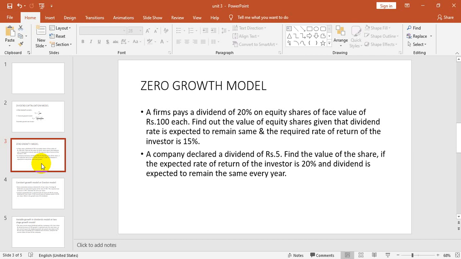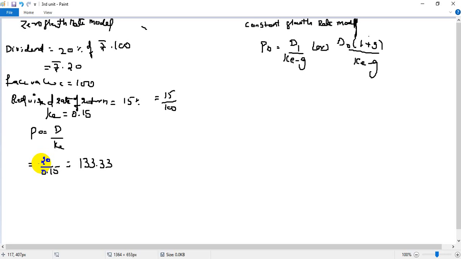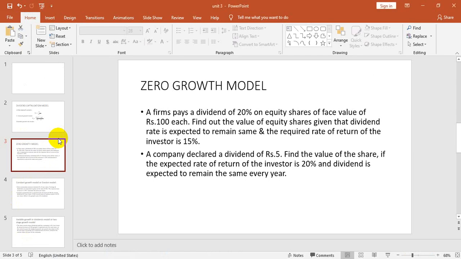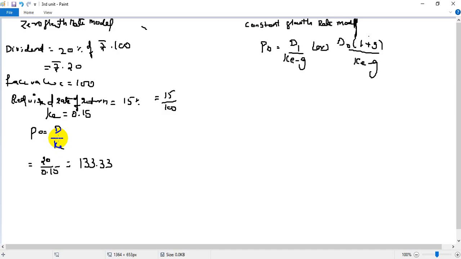This means, first of all, the formula for the zero growth rate model is P0 is equal to D by Ke, because there is no growth over here. When no growth has been given, you need to think of it as a zero growth model. So P0 is equal to D by Ke.